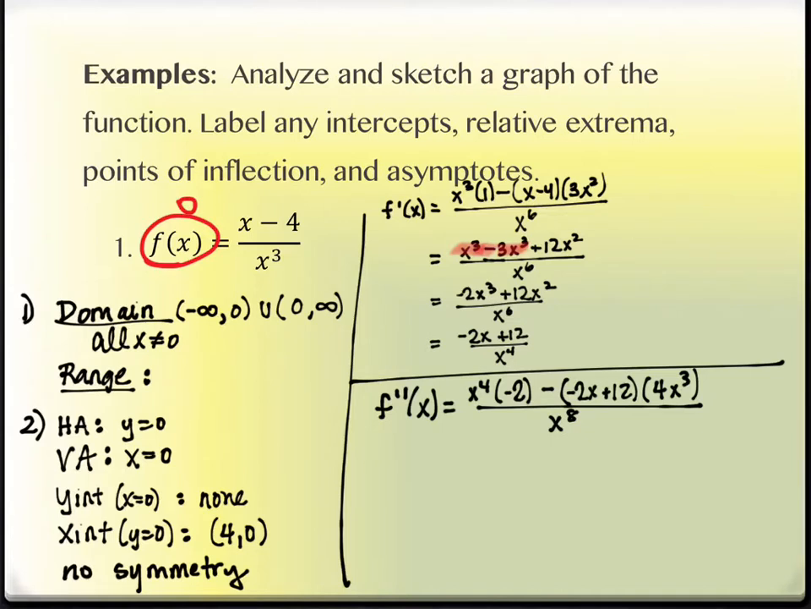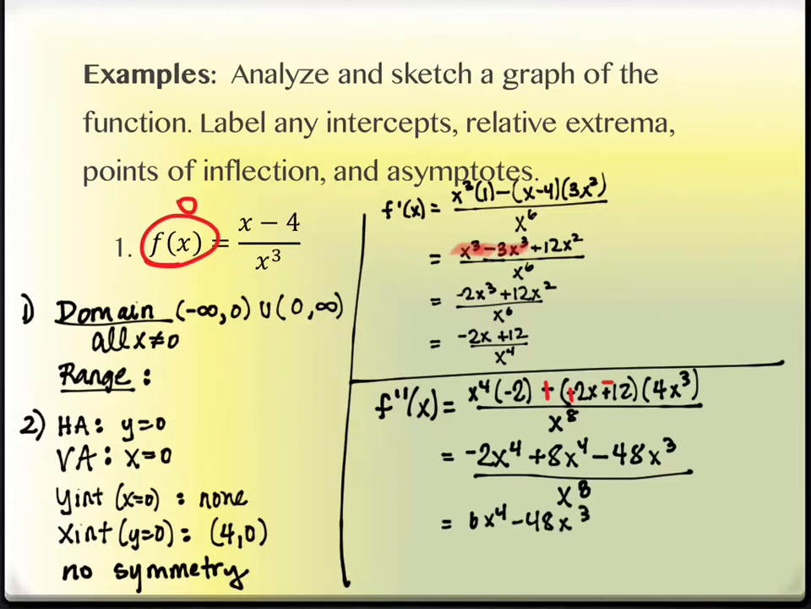All right, so we're going to clean this one up as well. And we probably should expect that it's going to clean up kind of like the last one did because it started out much like the last one started out. So negative 2x to the 4th. All right, I'm changing my signs right here. So this is negative. So I now have 8x to the fourth. And then I have negative 48x cubed over x to the eighth. So I have 6x to the fourth minus 48x cubed over x to the eighth.